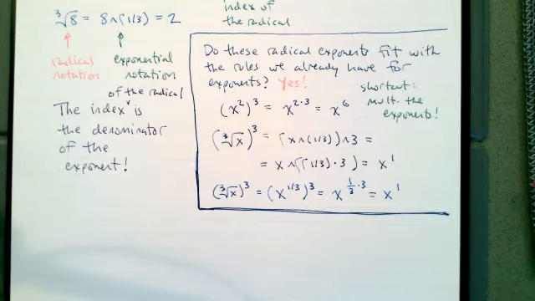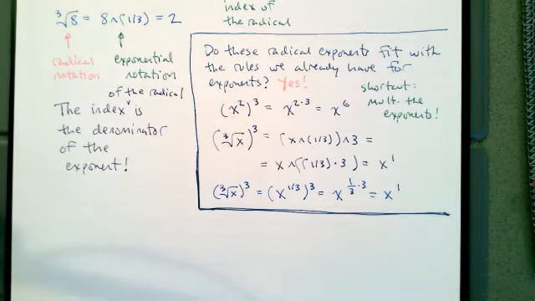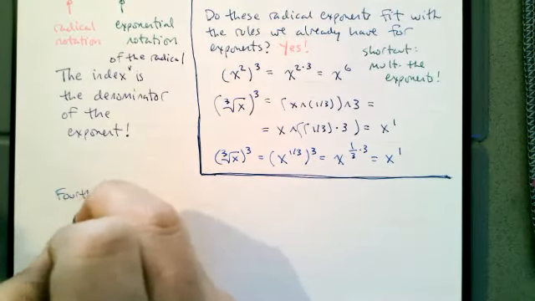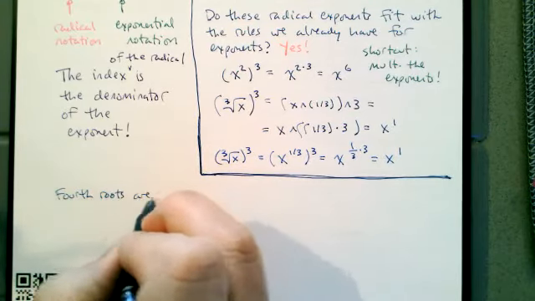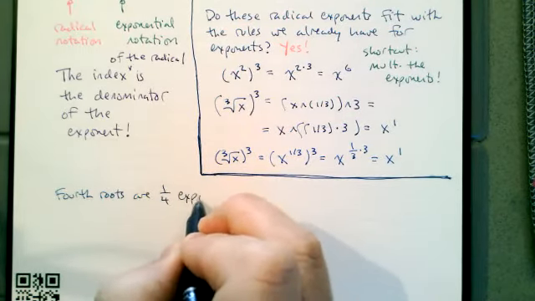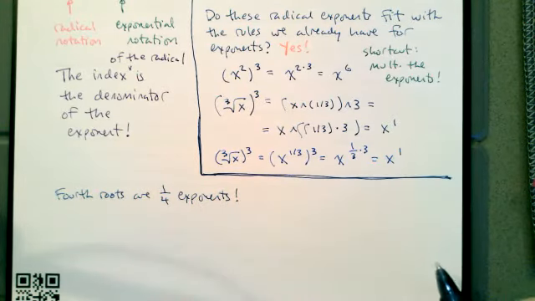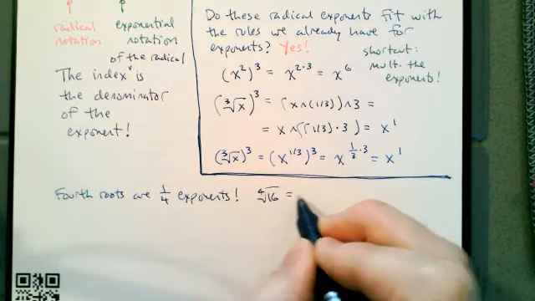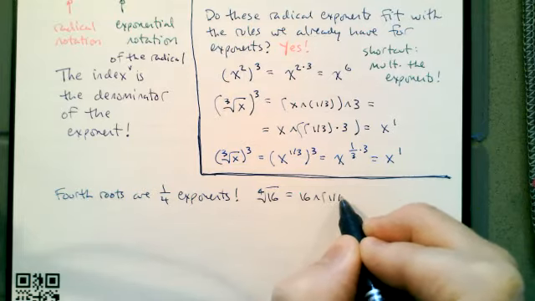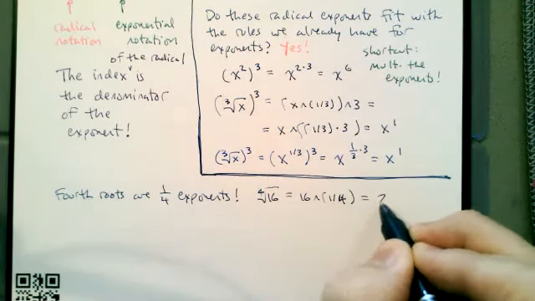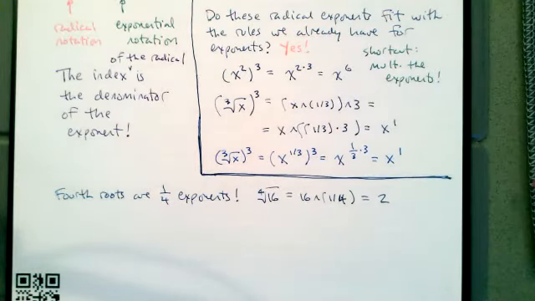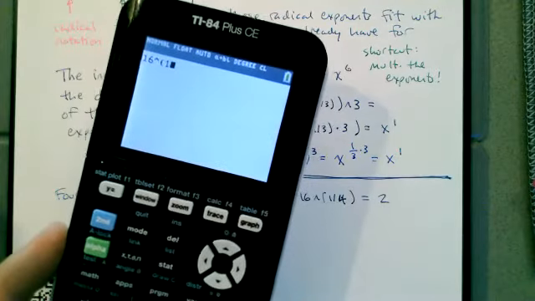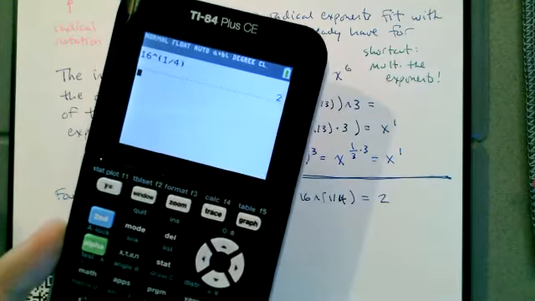So now we can expand this idea. Fourth roots are 1/4 exponents. So the fourth root of 16 will be 16 to the 1/4. We can check that on our calculating machine. If we take 16 and raise it to the 1/4 power, we get 2.